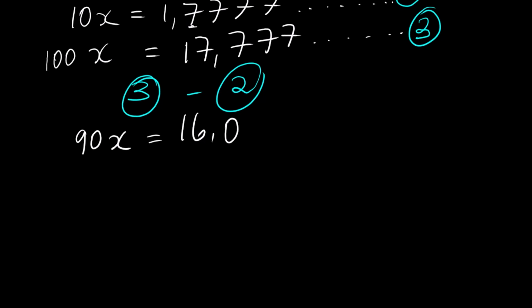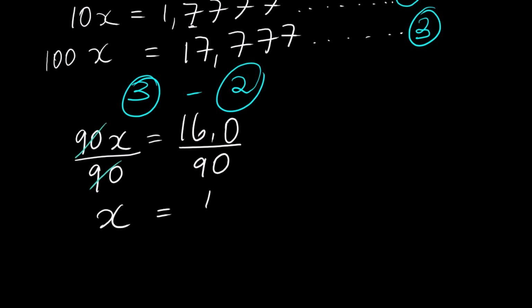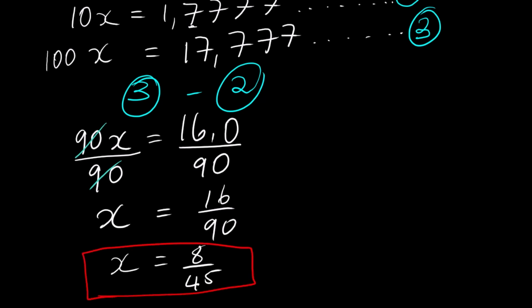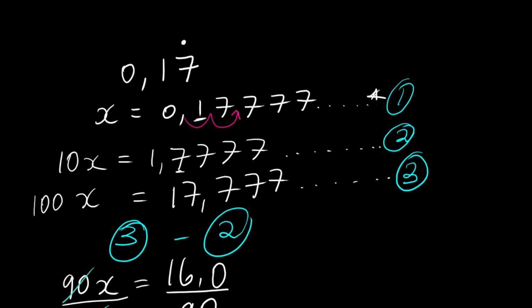From here we divide by 90 both sides. Remember, we are solving for x. Now this will result into 1 multiplied by x, it's x, and then we have 16 over 90. Now simplifying this further, 16 over 90 is 8 over 45. This is our final answer. Now you can also prove this. You punch this on a calculator and then you will get this recurring decimal.